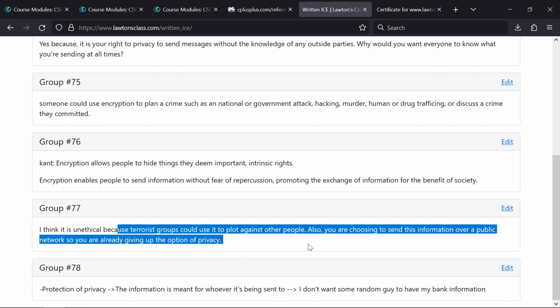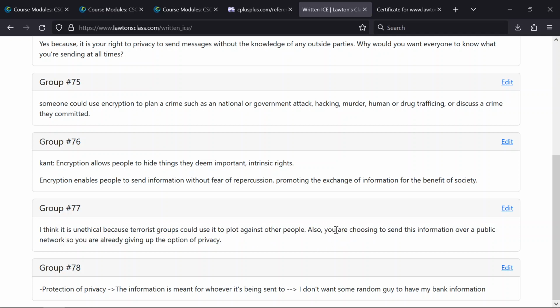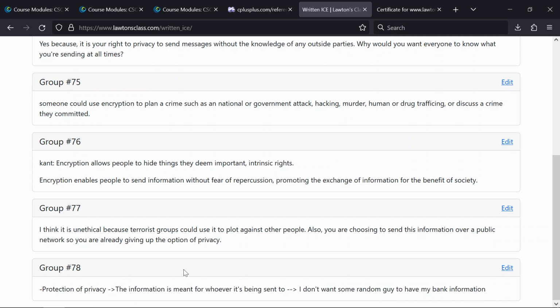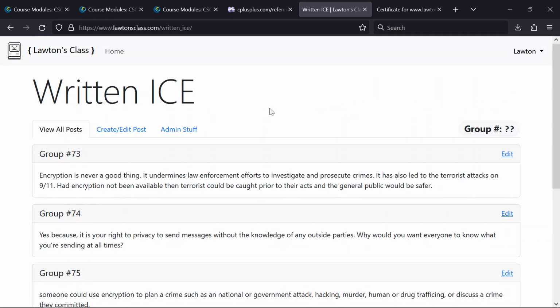I see crime again. That's an important thing. The network is already public, so you shouldn't be assuming that things are private in the first place. I like that. And then one more for encryption, protection of privacy, meant for whoever it's being sent to. If you're pro privacy, you would be pro encryption. Yeah, I don't want some random guy to have my bank information. Exactly. But maybe there should be a level of it, a middle ground. Maybe there should be a back door for law enforcement or something. I don't know. So that's what people have been arguing.